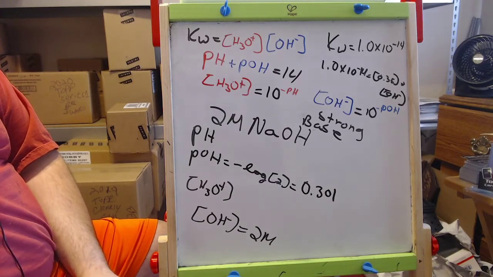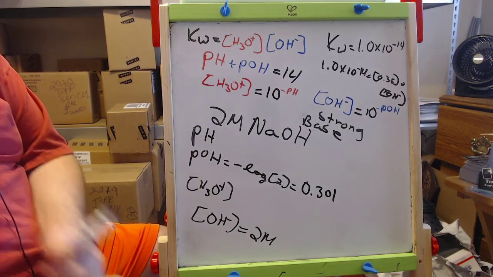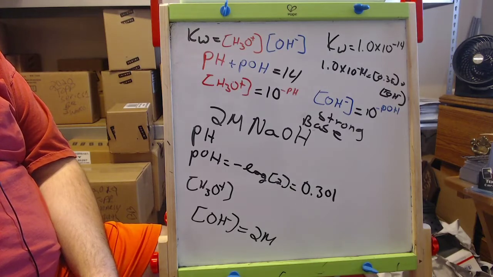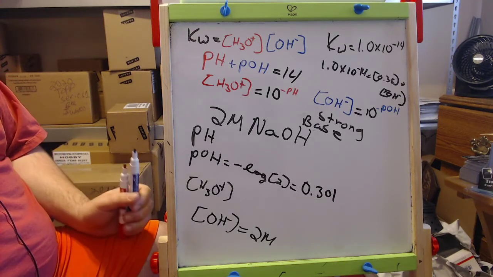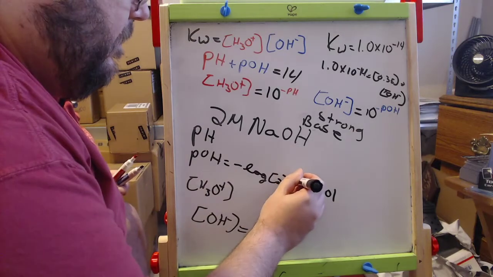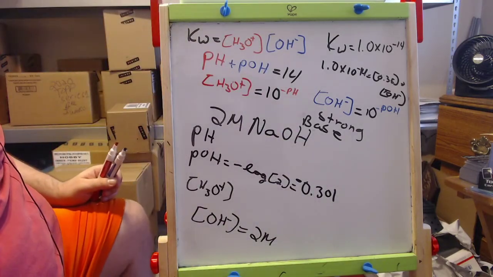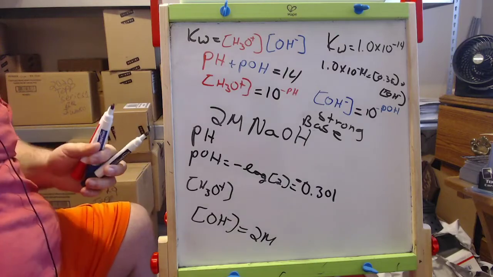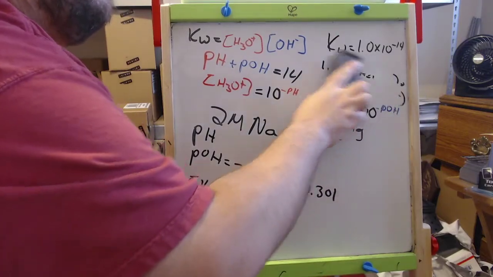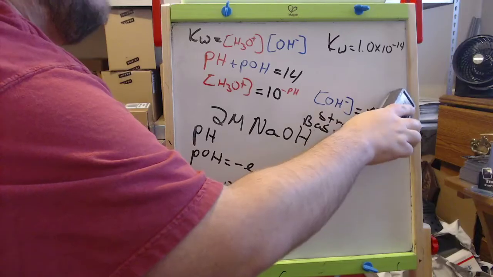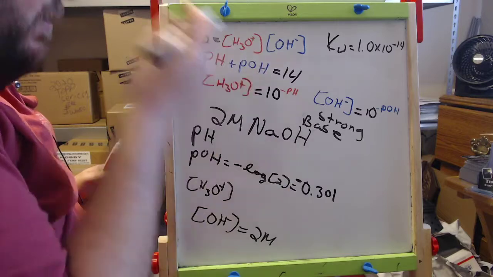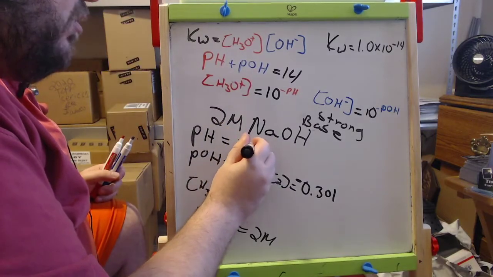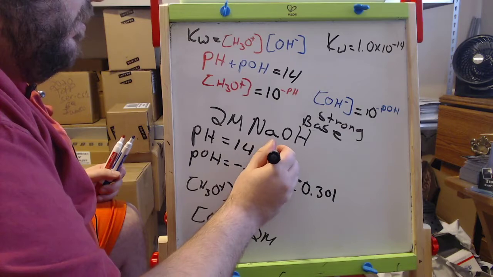Now I can find my pOH, which is the negative log of 2, which actually ends up being -0.301. Now, I could do it the long way and plug everything in up here. Or I could do it the shortcut way and you could check my answers. But 14 minus this value tells me that the pH should be 14.301.